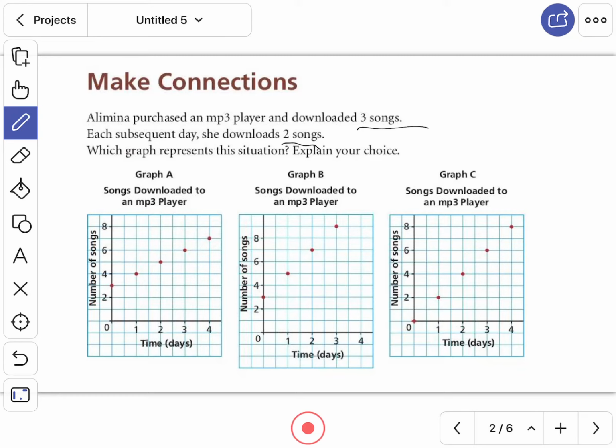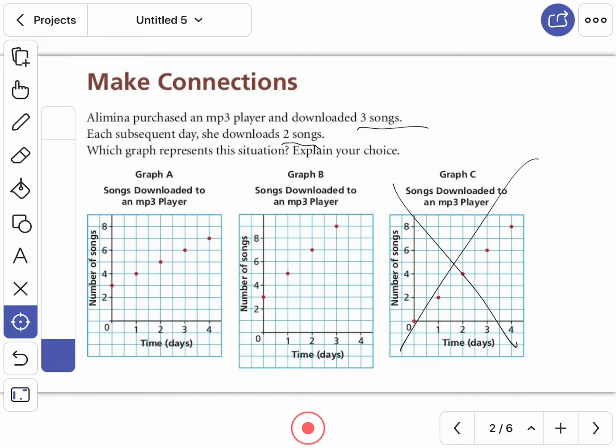And explain your choice. So what I see here is that in our graphs, on day 0, she downloaded 3 songs. So she should have 3 songs in her library. So this graph would work for that scenario. Same here. In graph C, it starts at 0 songs on day 0. Well, we know that she started with 3 songs. So I would say that this graph does not represent her scenario.